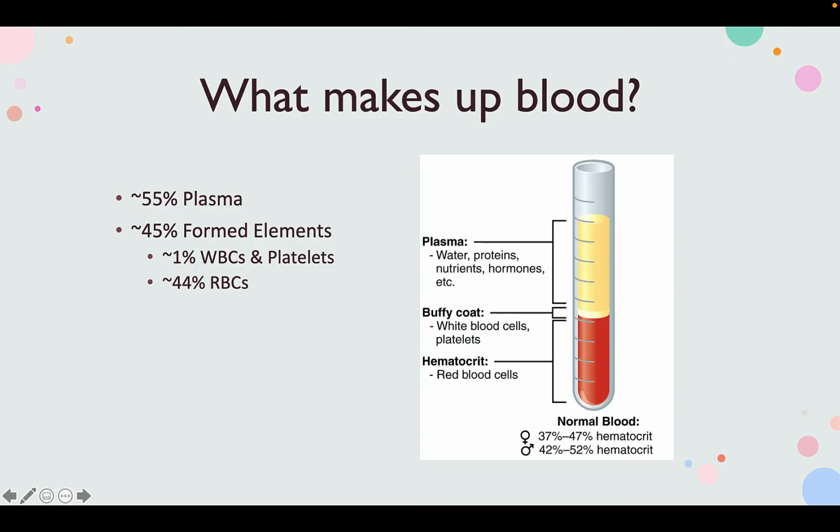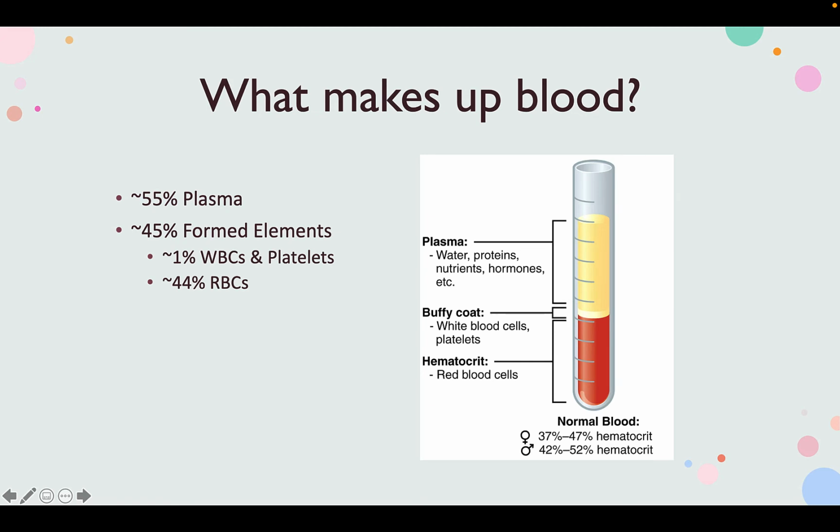So what makes up blood? Like we were just talking about, this just breaks it down a little bit more cleanly. 55% plasma, 45% formed elements. Most of those are red blood cells, 44%, and then 1% are white blood cells and platelets, and that's this buffy coat here. So it's a very small layer. And the blood percentages do change whether you're female or male. I'm not super concerned with you memorizing this by any means, but it's just interesting to know men have a higher red blood cell count than women do.